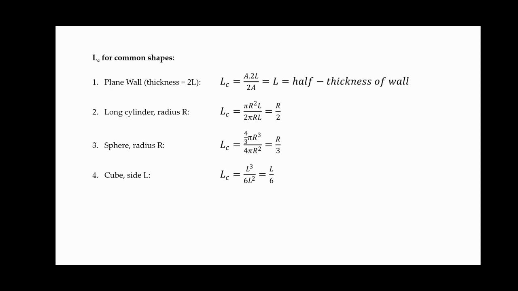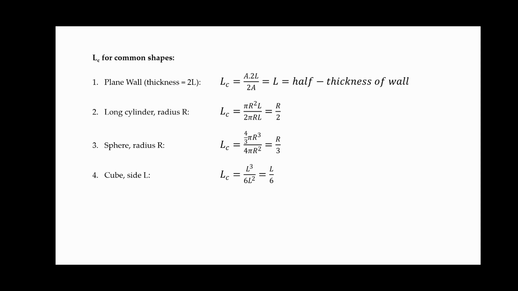The second one, long cylinder with radius capital R. Characteristic length is equal to volume by area. For a cylinder, volume is given by cross-sectional area, that is pi r square into length L, and the surface area is given by 2 pi RL, so which is equal to R by 2.